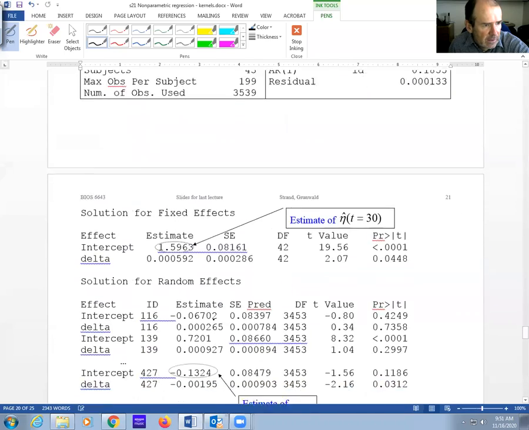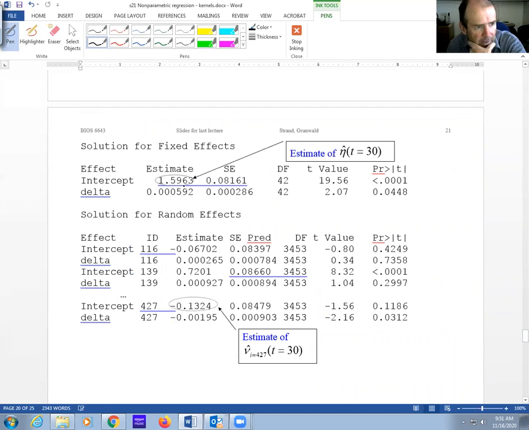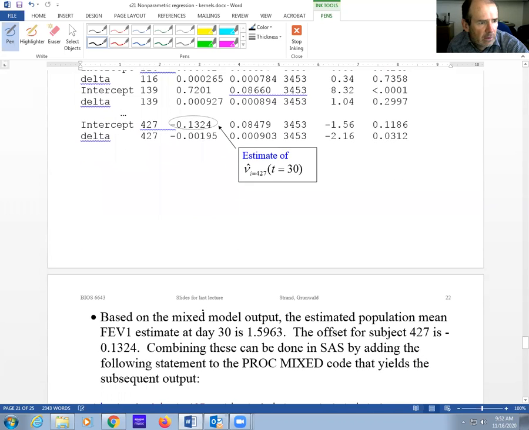So here's the mixed output that you get, and here's the intercept value using the centered data. And so this is going to be our estimate of eta at time 30. And then if you say solution in the random statement, you're going to get the subject specific deviations. And so that deviation for that one subject is going to be our estimate for nu at that same time point. So we have 1.596 as the overall average. And then that one subject's going to be 0.13 units below the mean function at that time point.